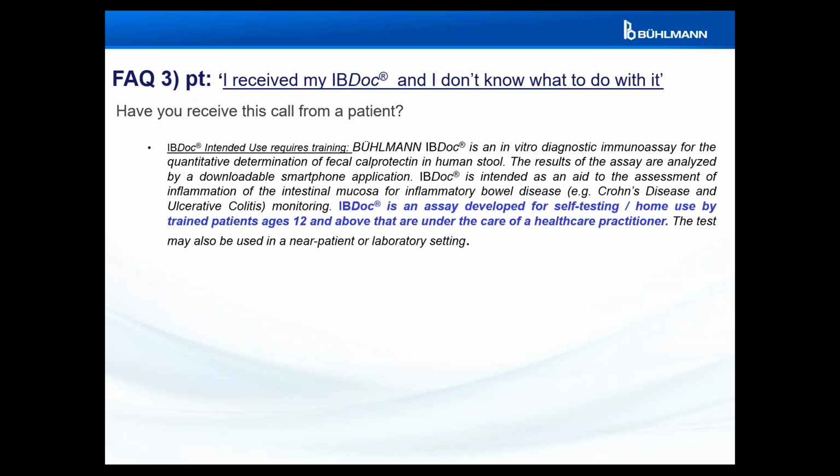And lastly, "I received an IBDoc and I don't know what to do with it." I assume quite a few of you have received a phone call or an email from a patient. Let me just introduce the intended use that comes with the IBDoc test kit. When we submitted this to Health Canada, this is the intended use: the IBDoc is an assay developed for self-testing and for home use tests for trained patients age 12 and above that are under the care of a healthcare practitioner.